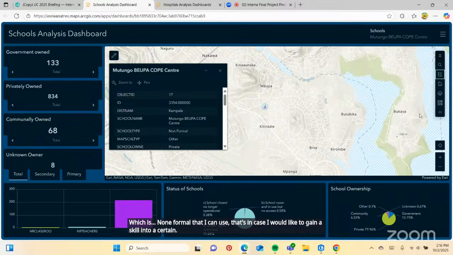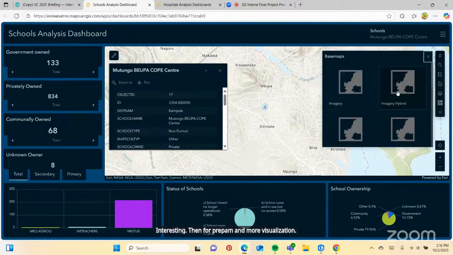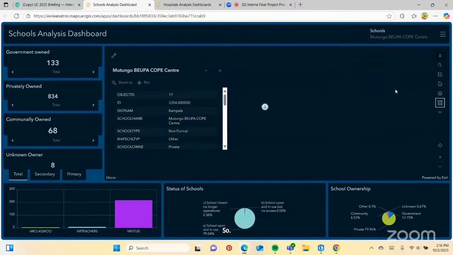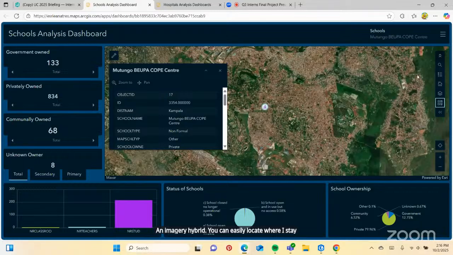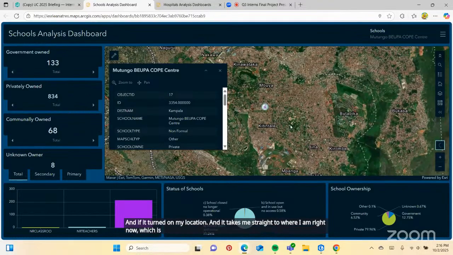Then for proper and more visualization, we can change the base maps to an imagery hybrid, and we can easily locate where I stay, because I can even turn on my location and it takes me straight to where I am right now, which is in Ntinda.